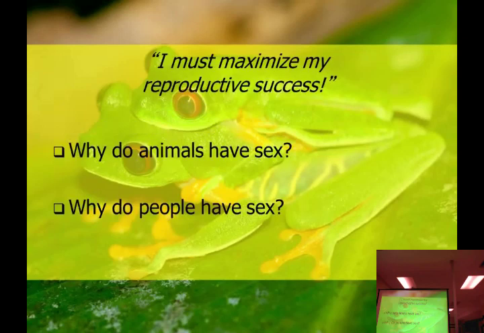So if you think about why organisms do certain behaviors, why do animals have sex? Why do people have sex? They're not constantly thinking in the back of their mind, I must maximize my reproductive success. Sex has evolved to be something that feels good. And so people have sex because it feels good. Animals have sex because it feels good. It just so happens that that also passes along genes to offspring. So it makes it a behavior that organisms want to do.